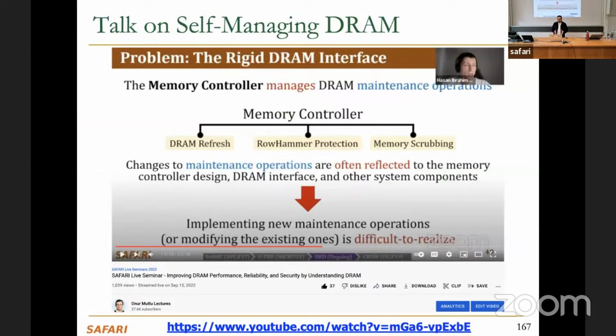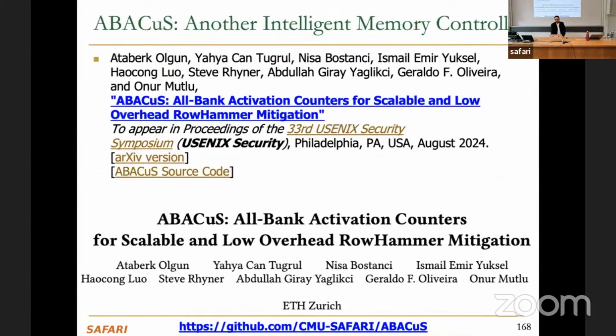Hassan is the first author of this paper, who is an alumnus of Safari, and he has a full talk on YouTube explaining all the details. I want to encourage you to go there and listen to that, and also refer to the paper and understand the details as well. It actually talks about the underlying and overlooked problem of the DRAM industry. In a sense, it's quite important and really interesting going forward to enable better, more robust DRAM chips.